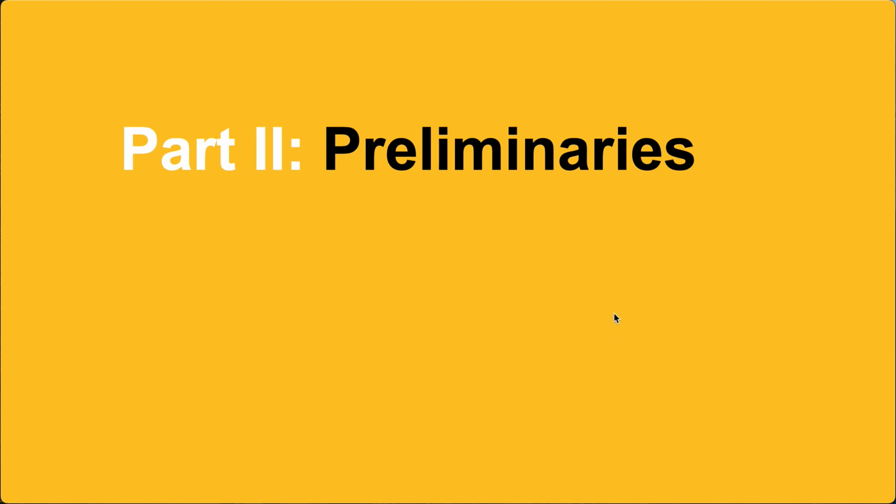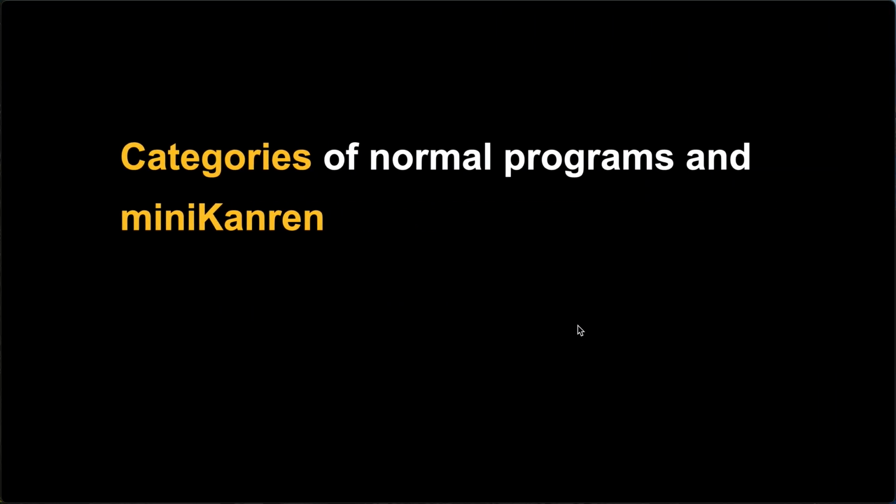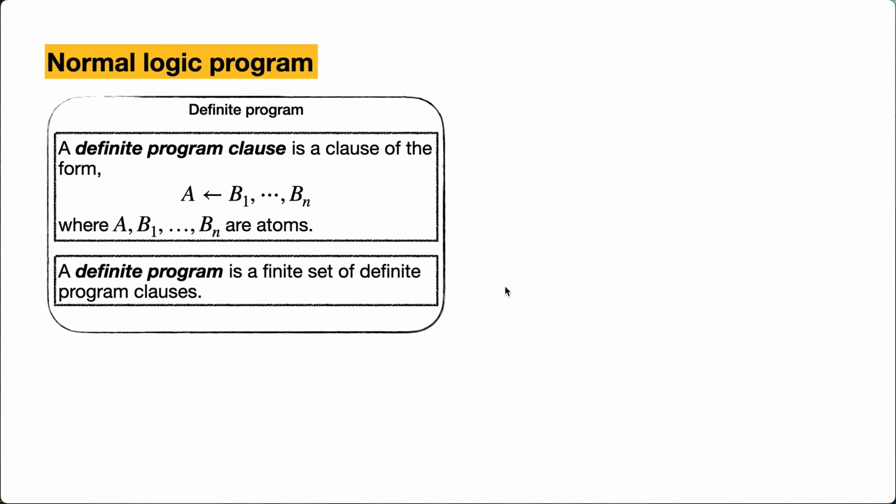So let's take a look at some preliminaries. First, we will look into the categories of normal programs and miniKanren. So to get into a normal logic program, let's take a look at the definite program first. A definite program clause is a clause of the form A implied by B1 ... Bn as the body, where A, B1, Bn are all atoms. And a definite program is a finite set of this kind of program clauses.